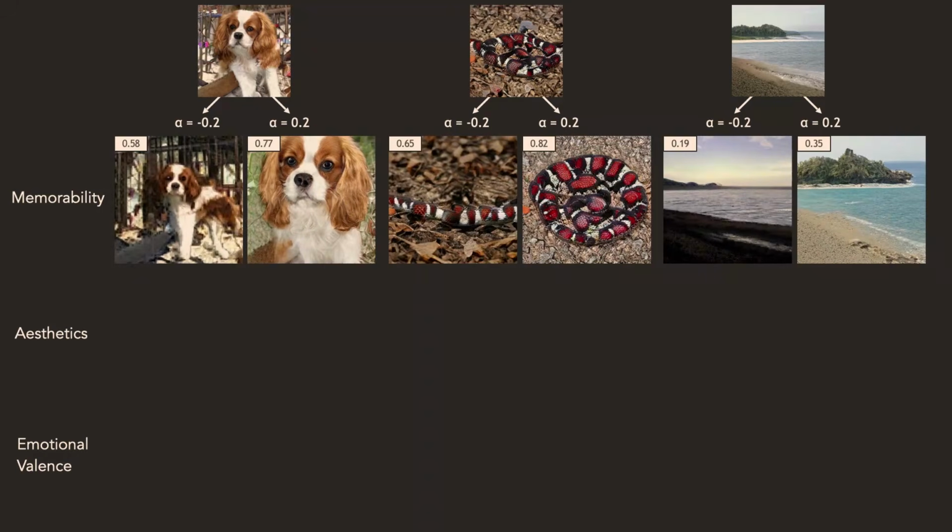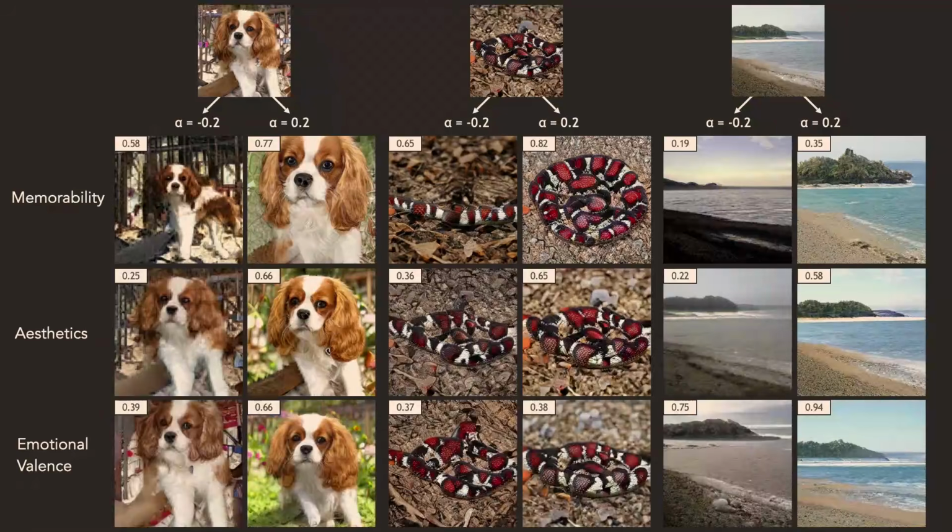You can also optimize in the latent space to maximize a model of aesthetic preference, that's in the middle, or to optimize a model of emotional valence. In the middle row is aesthetics, and on the bottom is emotional valence. Each of these concepts is a little bit different, and you can visualize them in this way. Simple, symmetric structures, big centered objects are easy to remember. So this is the most memorable version of that snake.